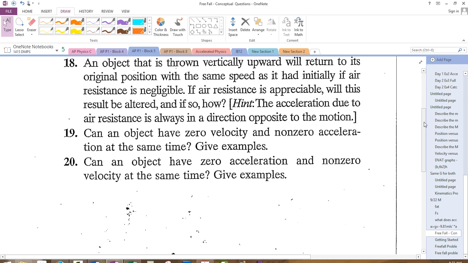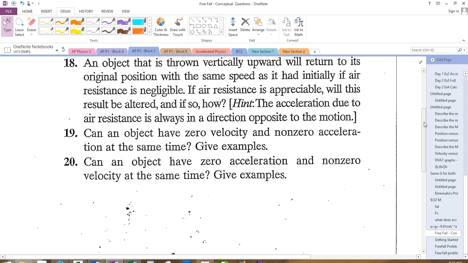And since when an object is thrown vertically upward and comes back down without air resistance it's the same, the air resistance is equivalent going up and down. Wouldn't the speed stay the same? Okay. Do you guys understand what he's saying? There's some symmetry there, just like there was symmetry if there's no air resistance, right?